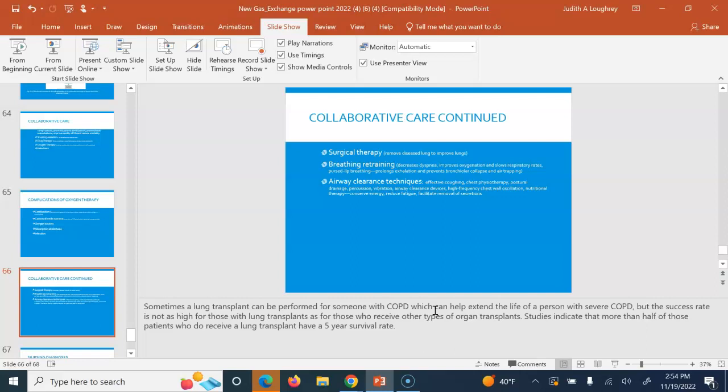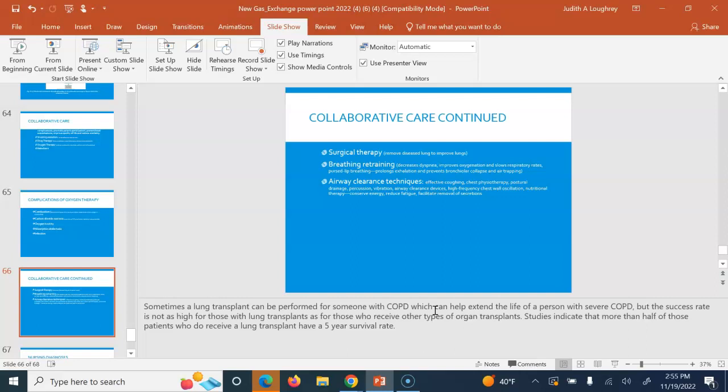Collaborative care continued. Surgical therapy they might utilize with someone with COPD might be removal of the diseased lung to improve lung functioning. Breathing retraining, such as pursed lip breathing, helps decrease the amount of air being trapped in the lungs. Airway clearance techniques include effective coughing and deep breathing, chest physiotherapy, postural drainage, percussion, vibrations, and different types of devices that they might use.